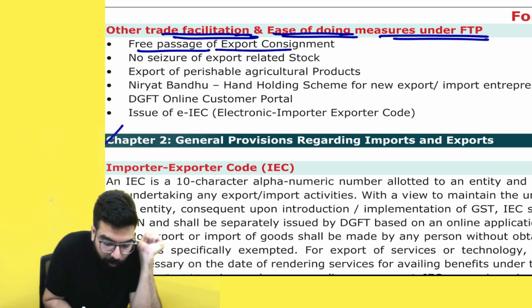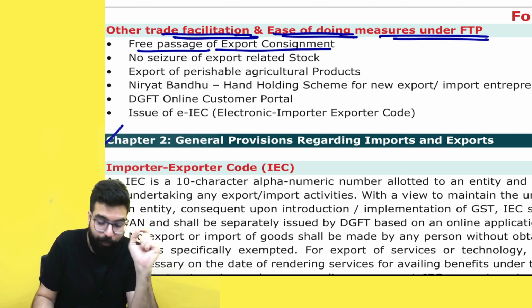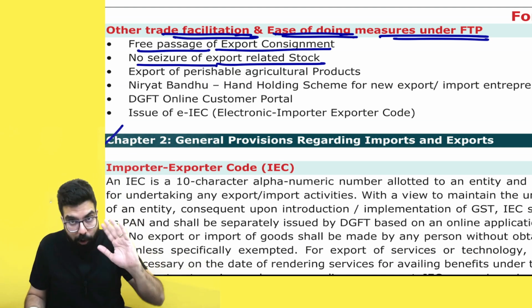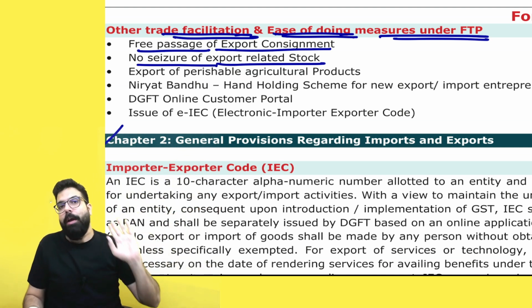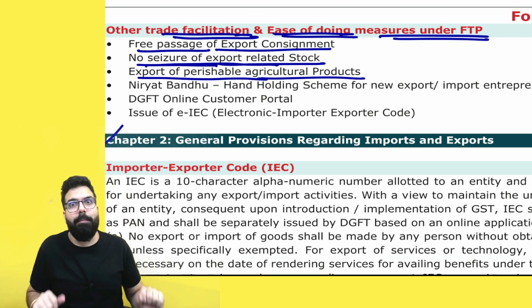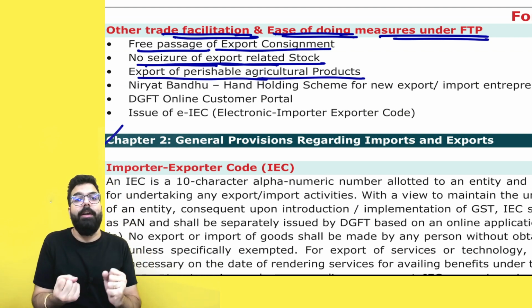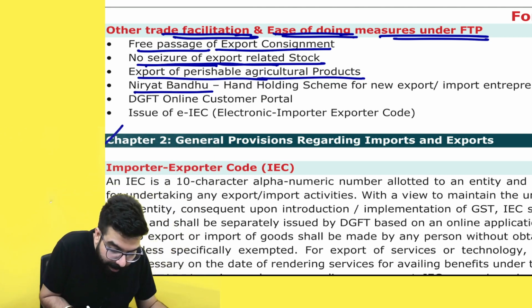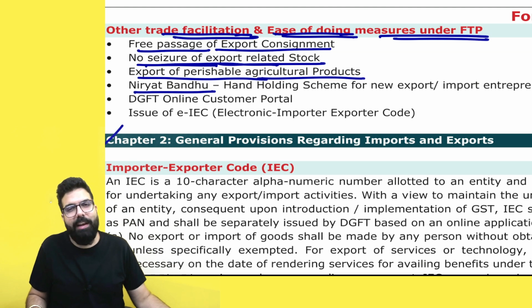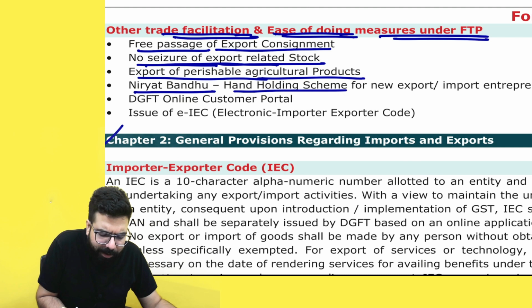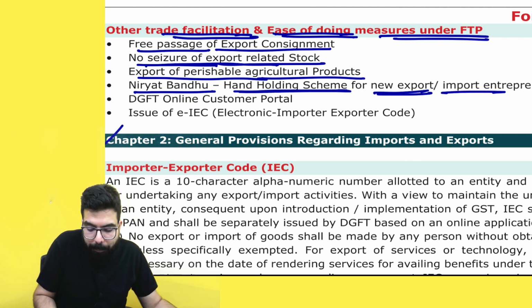Number 1, free passage will be given to export consignments. They will not stop any export consignment. No seizure of export related stock. Export related stock will never be seized because export is very important. Under the foreign trade policy, there is no seizure of export related goods. For export of perishable agricultural products, they will try that, because these are perishable goods, they should be exported quickly. Then Niryat Bandhu, meaning export friend. Niryat means export and Bandhu, export related friend. Niryat Bandhu is basically a hand-holding scheme for new export import entrepreneurs.